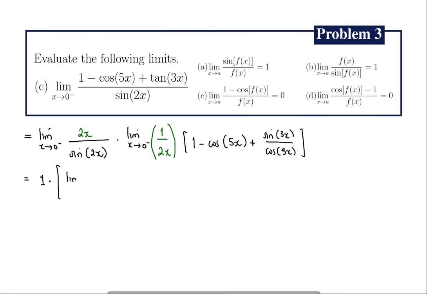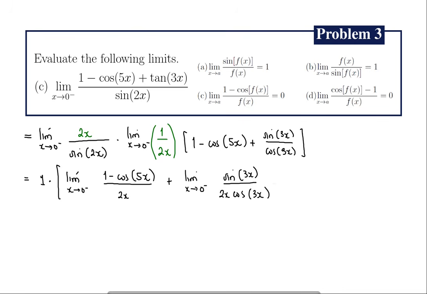Ang gagawin ko, i-distribute ko yung 1 over 2x dito sa sum na to. Pero, in a little different manner. So, how will I do that? I-group ko yung 1 minus cosine 5x. Ihiwalay ko siya. Tapos, don't forget the 2x. Tapos, dito naman sa isang term, nandito yung sine 3x over cosine 3x. Okay? So, sine of 3x over, well, may 2x dito so don't forget, 2x times cosine of 3x. Okay? So, ba't ko ito ginawa? Kasi hinihiwalay ko yung 1 minus cosine of 5x para magamit ko si c. Tapos, hinihiwalay ko naman yung sine of 3x para magamit ko yung a.